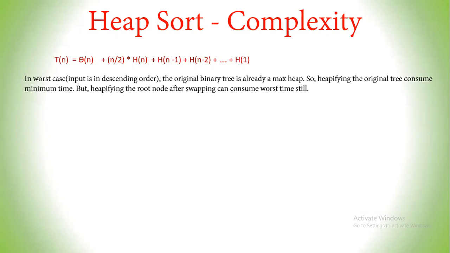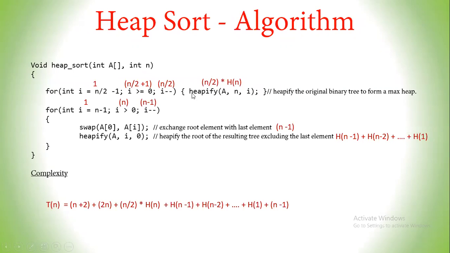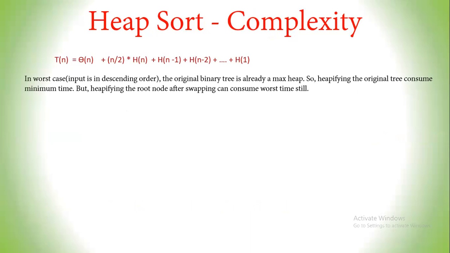So when the input is in descending order, the resulting binary tree will already be a max heap, such that the n over 2 Hn, which resulted in this complexity, is this one, heapifying. Heapifying is the one which results in n over 2 Hn. So when the input is in descending order, this is already a max heap, so this heapifying function will have the least complexity, right?